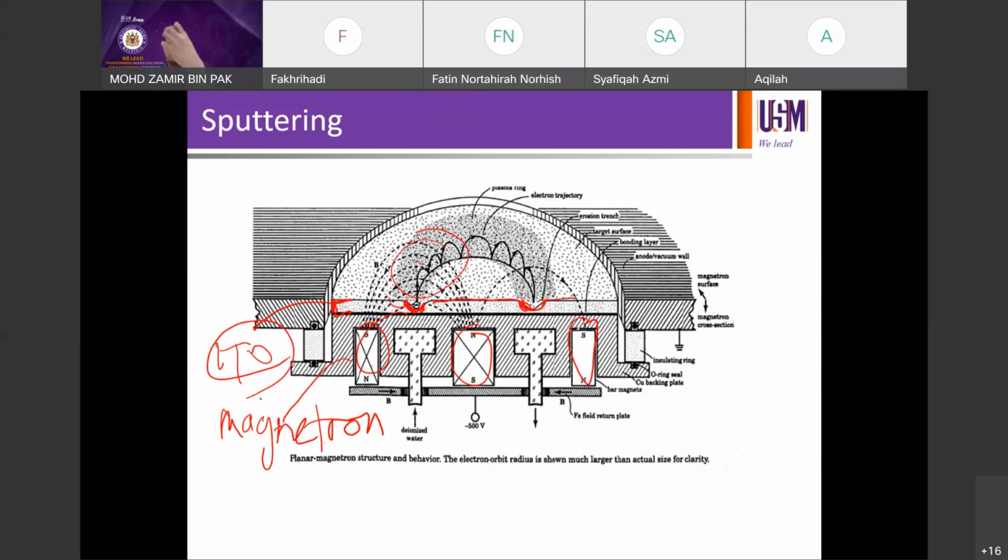So kalau dari depan you akan nampak dia bulat lah. Dari cross section you get to see this whole kind of erosion, right? So that is due to the presence of concentrated electrons or confined electrons, right? Colliding with argon atoms, inducing a higher ionization efficiency during the sputtering process.